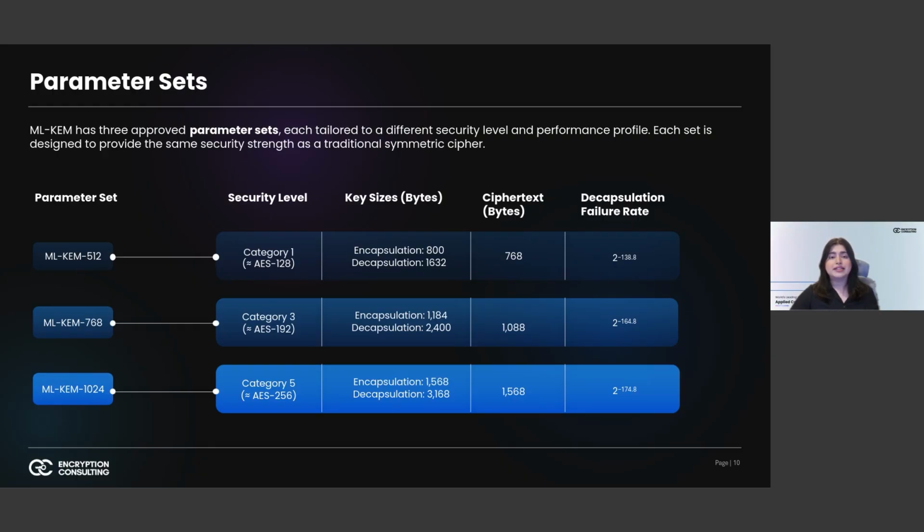So the recommendation stands: use ML-KEM 768 as your reliable starting point and only move up to 1024 if your application absolutely demands the highest security level, accepting the increased bandwidth cost that comes with it.